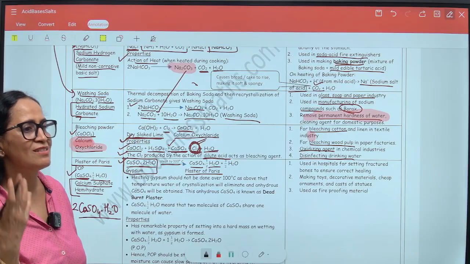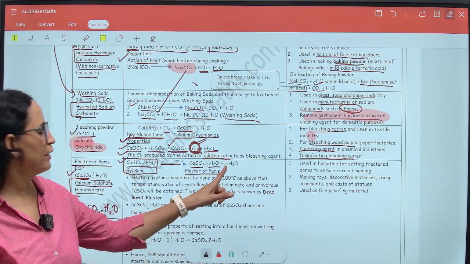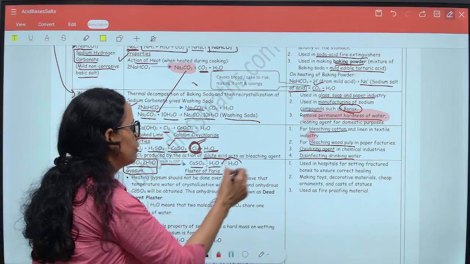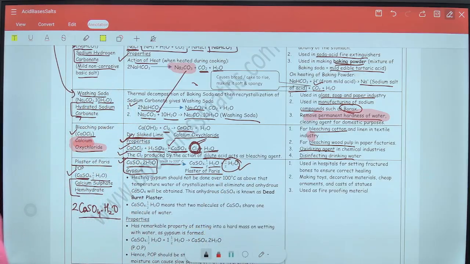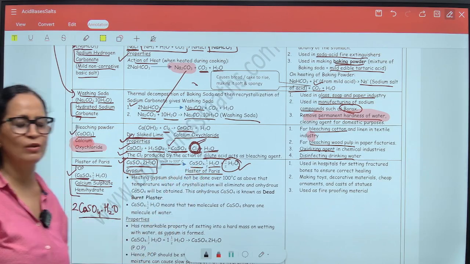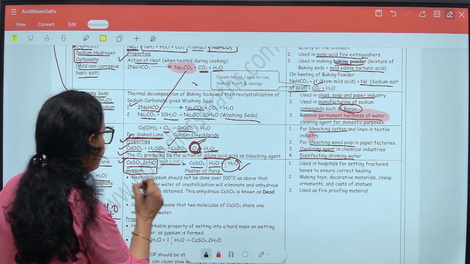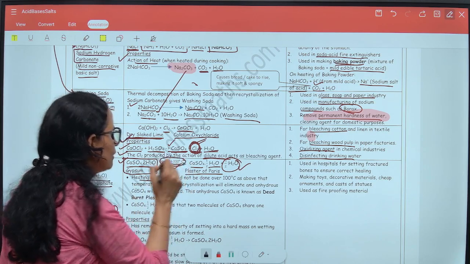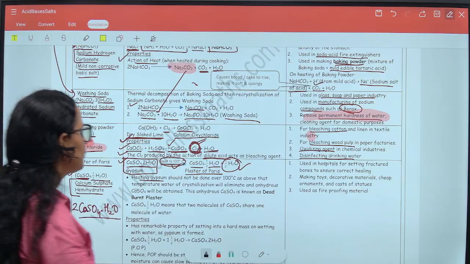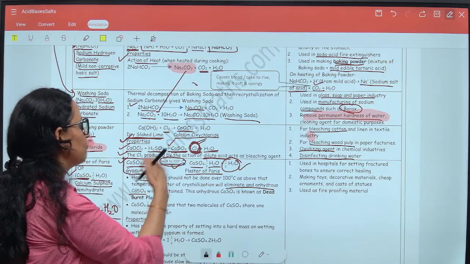But if the question says what is the difference in the water of crystallization, then 2 minus half is 3 by 2. 3 by 2 molecules of water actually get lost when you heat gypsum. So the difference is 3 by 2 molecules of water, but definitely you will explain that gypsum has 2 molecules of water and plaster of Paris has half a molecule. Clear? Now heating gypsum to a temperature above 100 degrees Celsius will eliminate more water and anhydrous CaSO4 will be obtained, because when we are heating, water is getting lost.